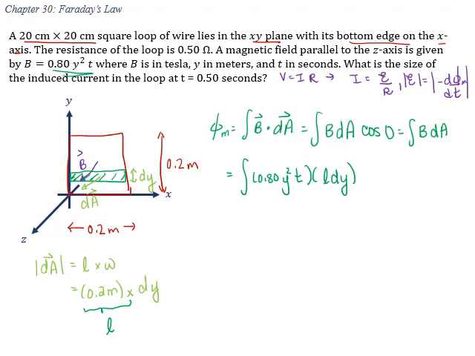Okay, so let's see what we'll do next. Why don't we pull our constants out front? 0.80. y is a variable, so y squared has to stay inside. t is constant with respect to y, so that can come out front. L is a constant, so that can come out front. So I'm left with the integral of y squared times dy. Before we go any further, we're going to have to put in our limits of integration. So y begins at the bottom of the loop, that's where y equals 0, and y stops at the top of the loop, that's where y equals 20 centimeters or 0.2 meters.